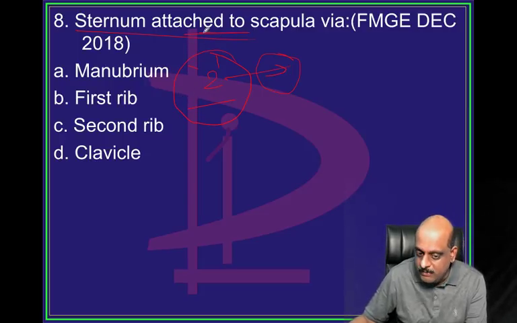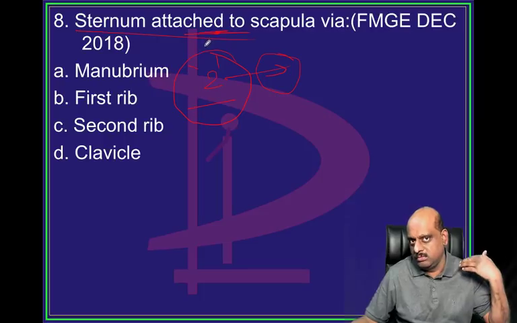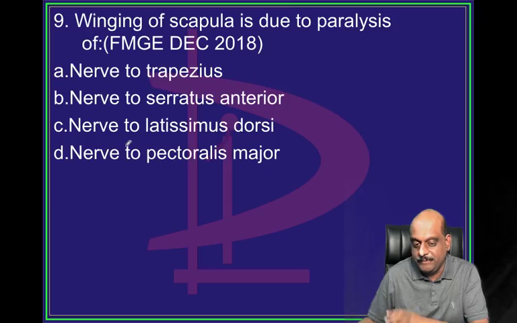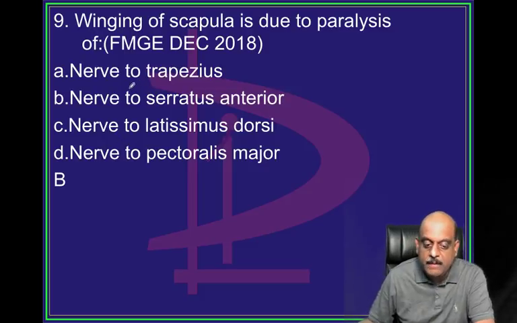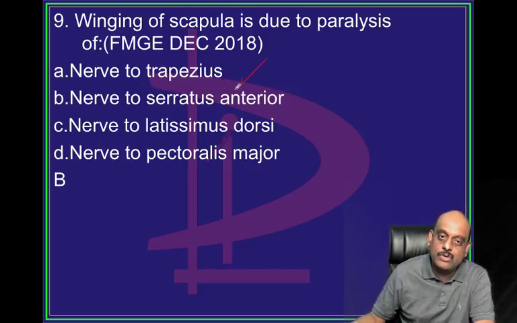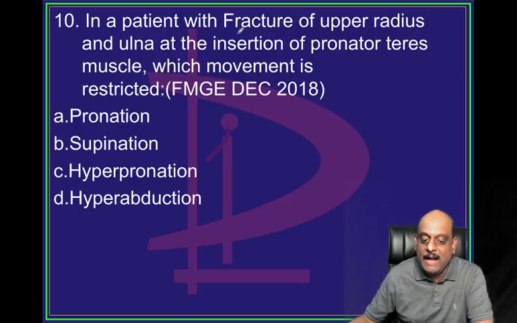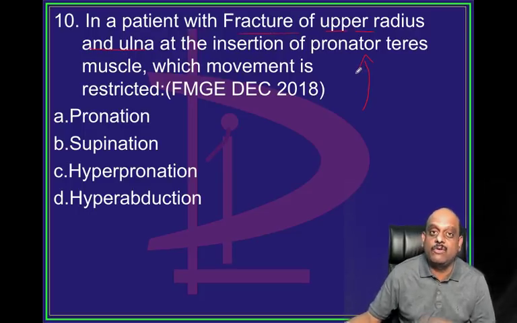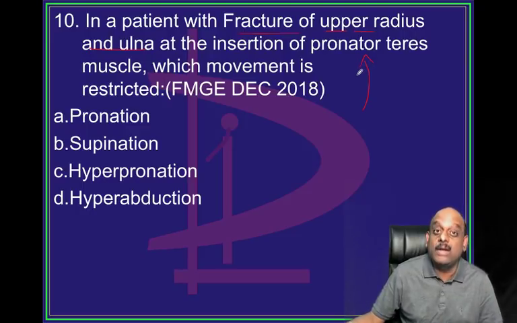Now, the sternum is attached to the scapula. How? It is the clavicle. Winging of the scapula, biscuit question: nerve to serratus anterior. Fracture of the upper radius and ulna at the point of insertion of pronator teres. What does it lead to?